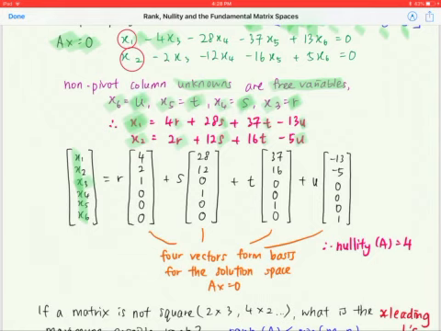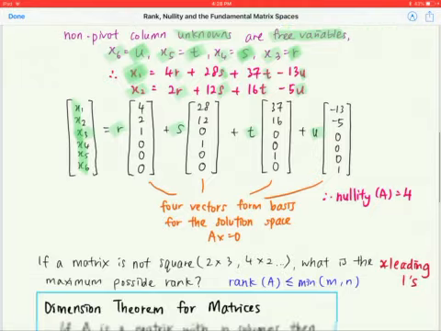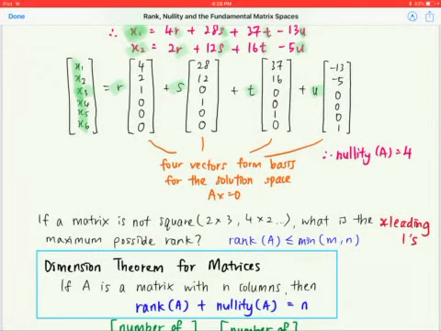And that's why when you write it in vector form and factorize out r, s, t, and u, you have four vectors here. These four vectors form the basis for the solution space of AX equals 0.